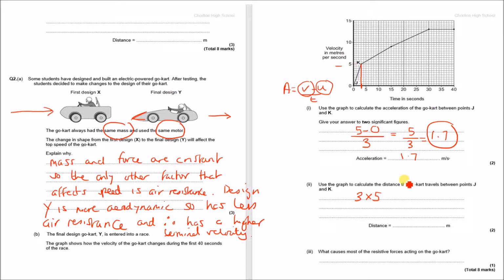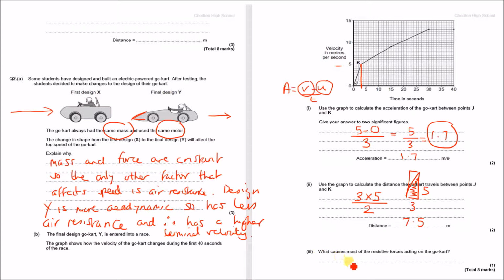So this as a triangle would be 3 times 5. Now 3 times 5 would give us the whole area if it was a rectangle. So because it's a triangle, we are only interested in this part, so we're going to have to divide that number by 2. So 3 times 5 is 15. If we divide that by 2, we will get 7.5 meters.